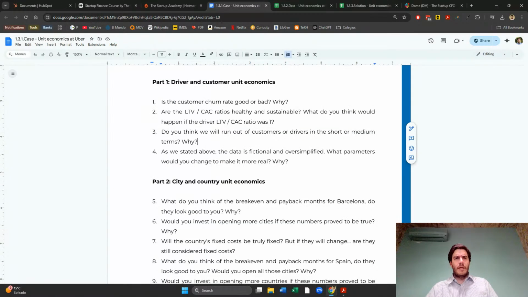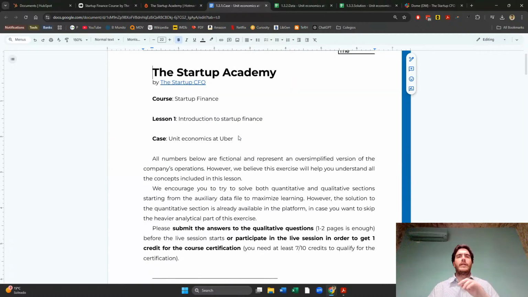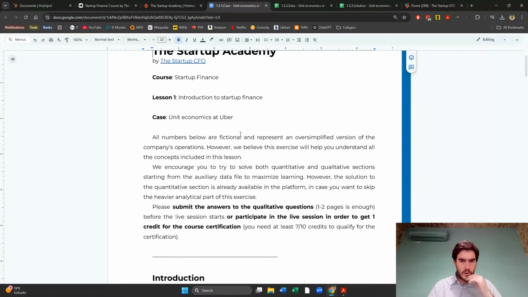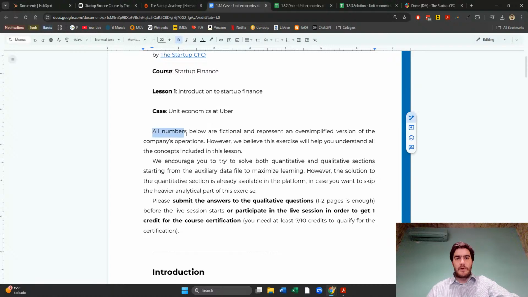So let's cut to the content, which is probably why you wanted to join here. This is a standard case, of which we have 10 in the course. We try to make them based either on startups that are our clients or have been our clients, or famous startups, so people can relate. This warning is important: all the numbers are fictional and obviously an oversimplified version of the company.